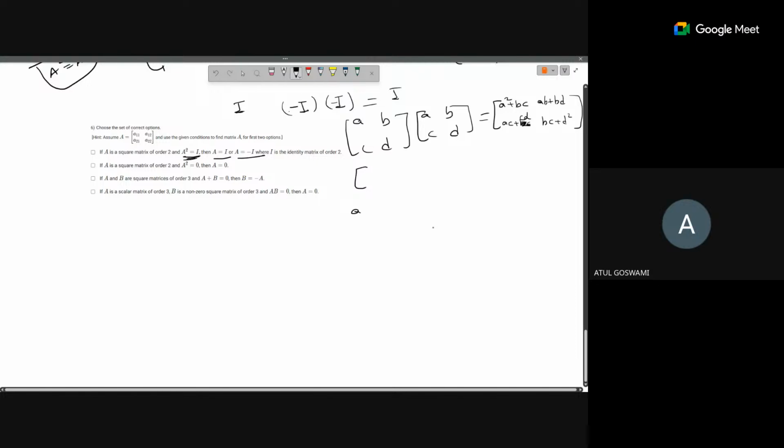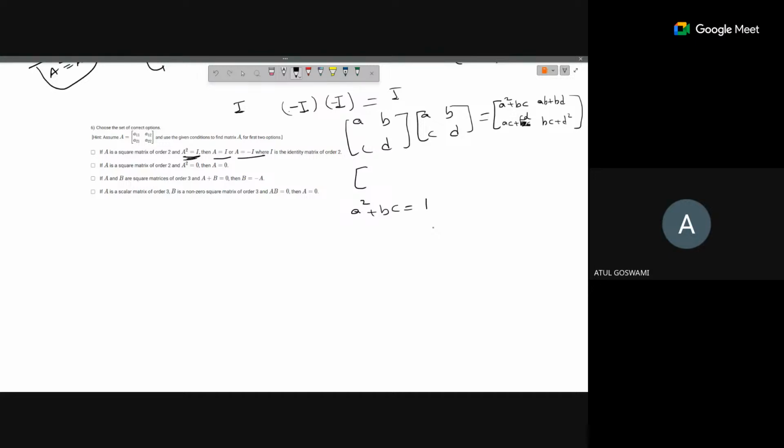So what we can do? We can take A square plus BC in the first entry, and this equals 1. And second entry, AB plus BD equals 0. And AC plus CD equals 0 again, right? And BC plus D square equals 1. Yes, sir. Okay, we can solve this equation.